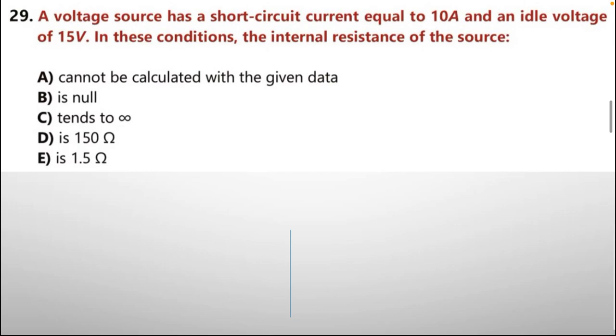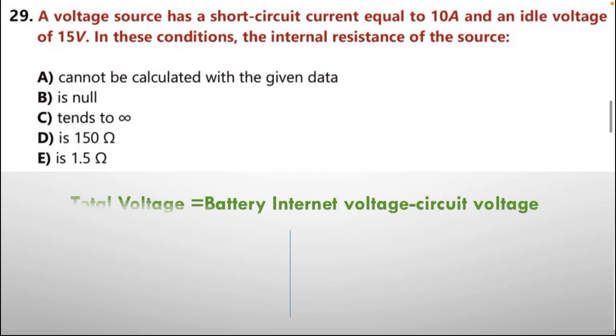Question number 29. A voltage source has a short circuit current equal to 10 amperes and an ideal voltage of 15 volts. In these conditions, the internal resistance of the source: option A, cannot be calculated with the given data. B is null. C tends to infinity. D is 150 ohms. E is 1.5 ohms.